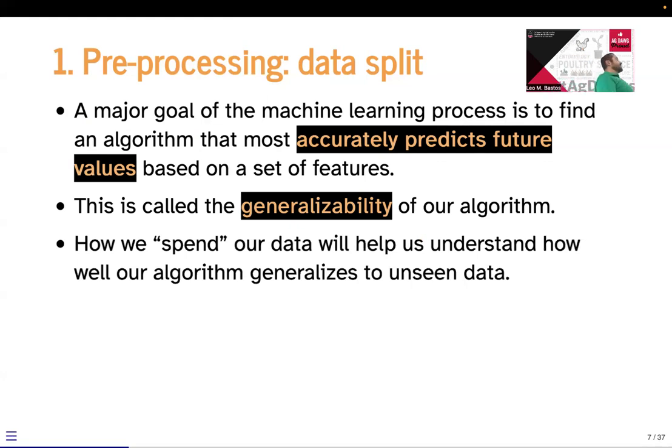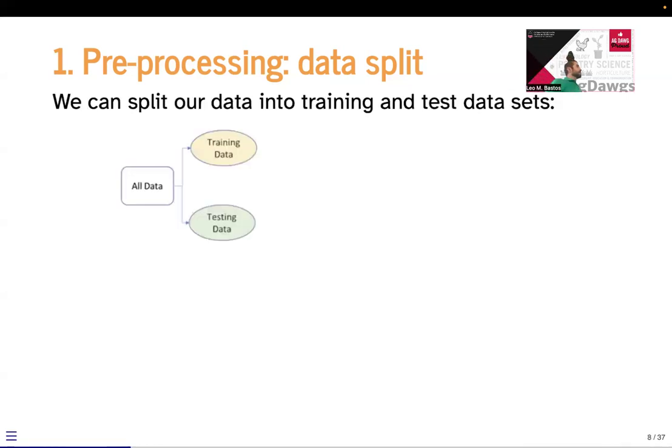Connecting these points, we have to think of how we spend our data in a way that helps us understand how well this algorithm is going to generalize to this new data. So one way, probably the simplest way, is that we're going to have to split our data into 2 pieces: training data and testing data, right? We take all of our data. Let's say in our case, we have 698 rows. We split that into 2 buckets. One we're calling training data, which is the data we're going to use to train the algorithms, fine-tune hyperparameters, and so on.